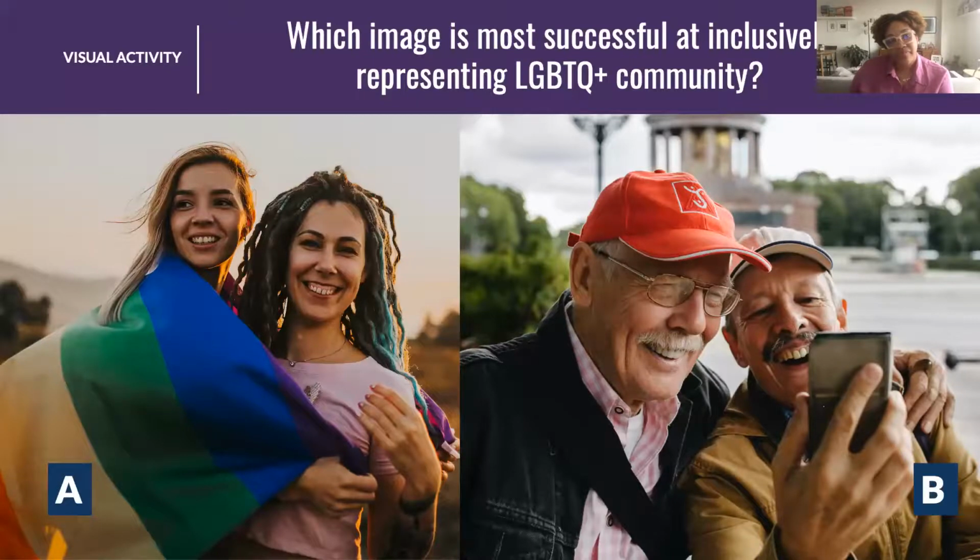Because I think B is obviously, to me, more inclusively representing the community. But I think if you look at it in a vacuum without any additional information, it's not, I guess, immediately clear to me that those men are LGBTQ. So just a question, see what your thoughts are.